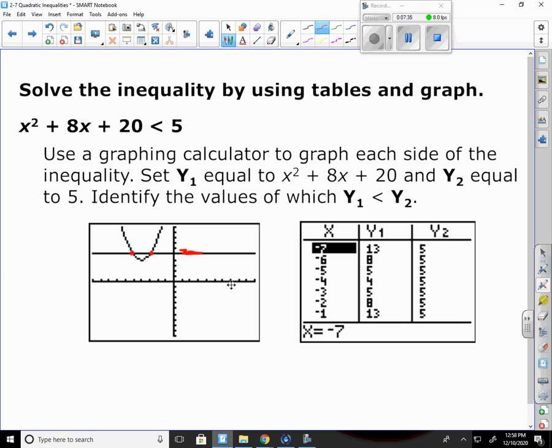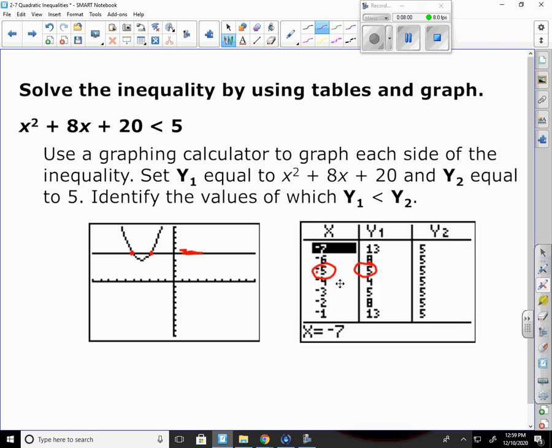So basically, I need to find where it's below. If I was able to bring a table up using our graphing calculator, I can see that when x is -7, y is 13. When x is -6, y is 8. When x is -5, y is 5. So I know that that's a spot where they're equal, is at -5.